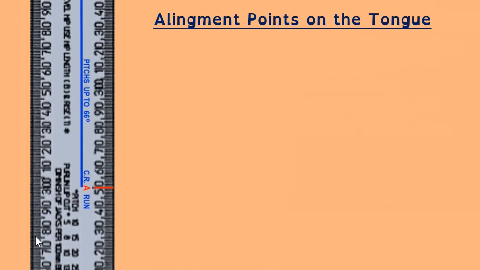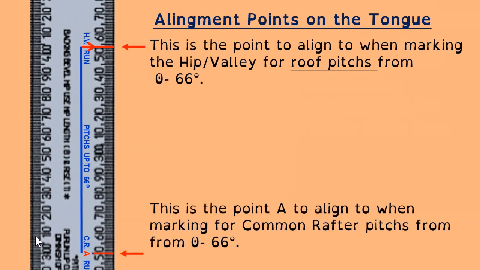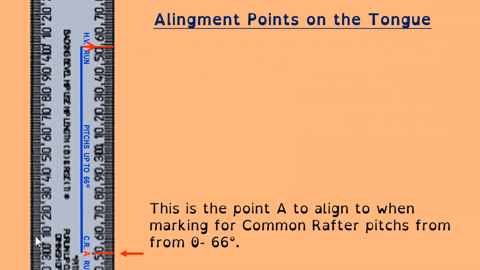So now we're going to slide on up here further along the tongue, which is the narrower blade on the square. And here are the alignment points from 0 to 66 degrees roof pitch for the hip and common.